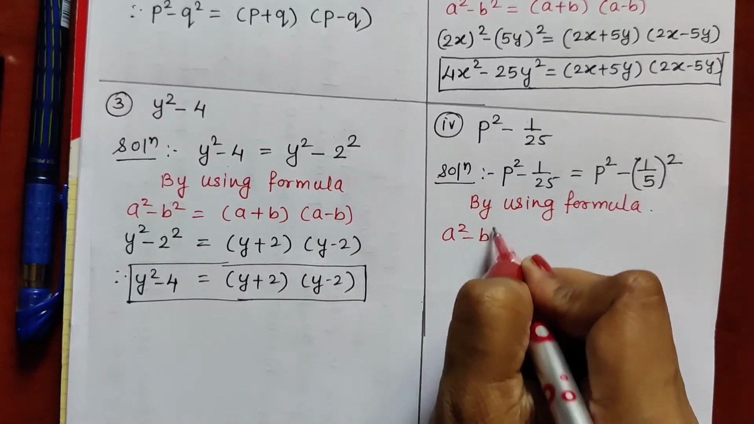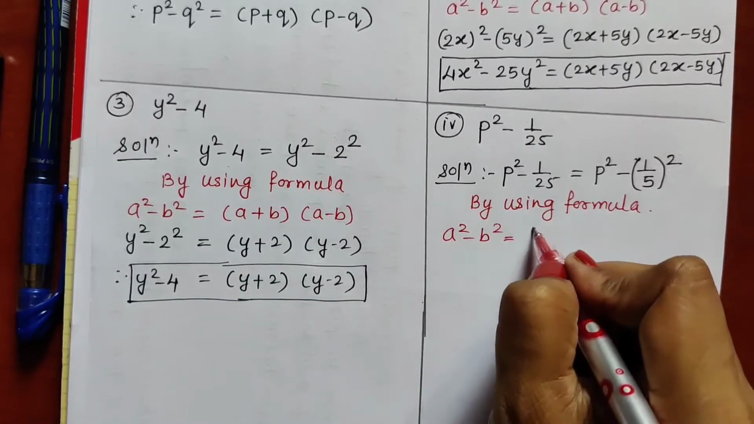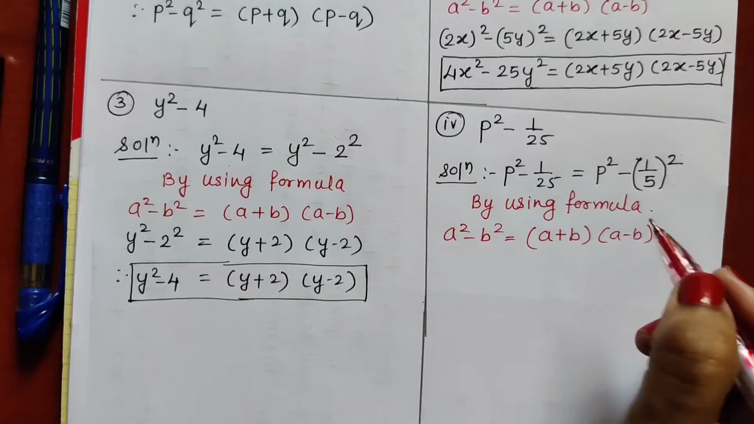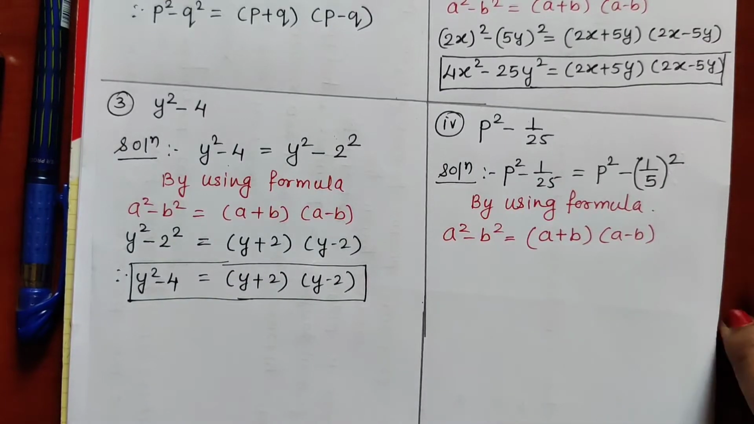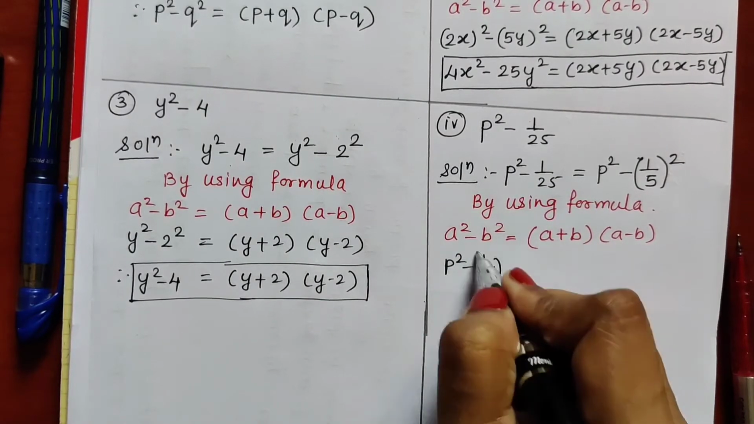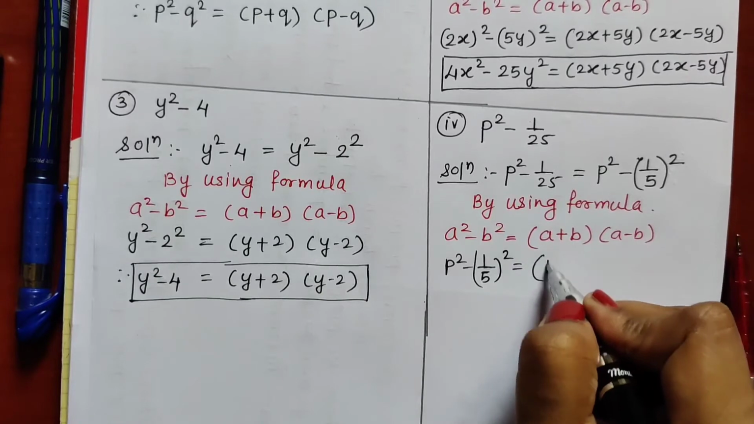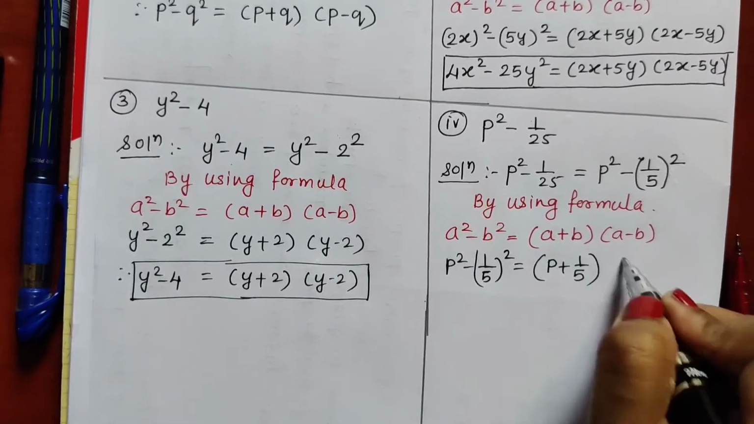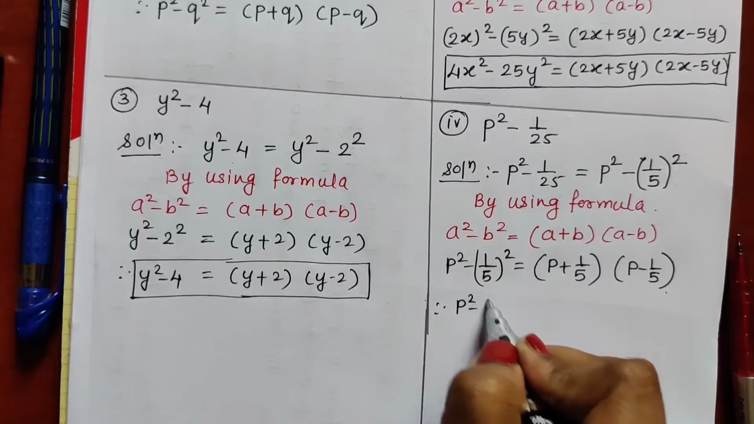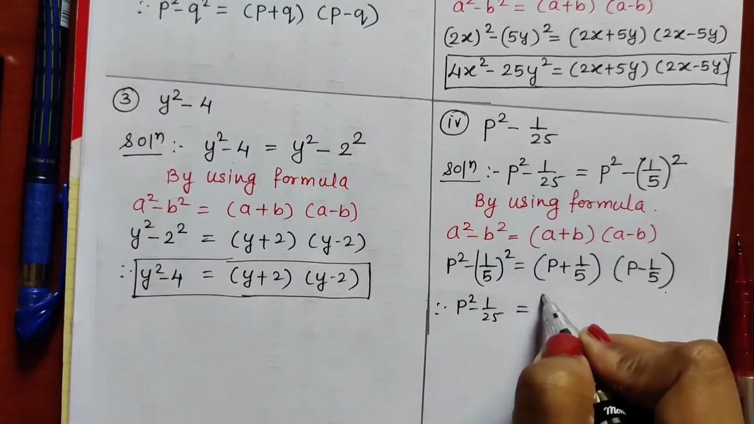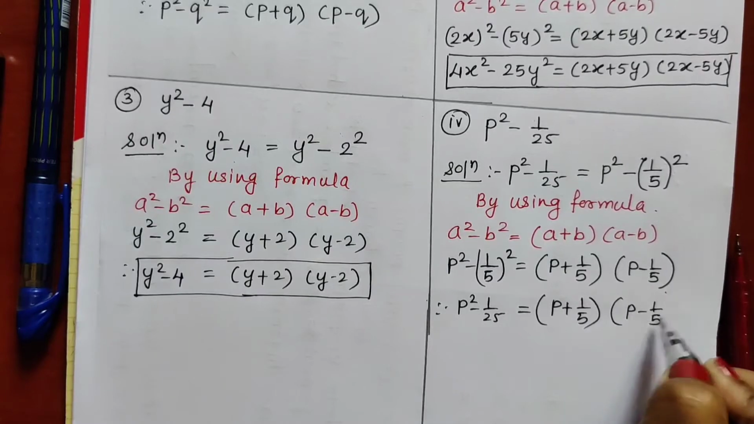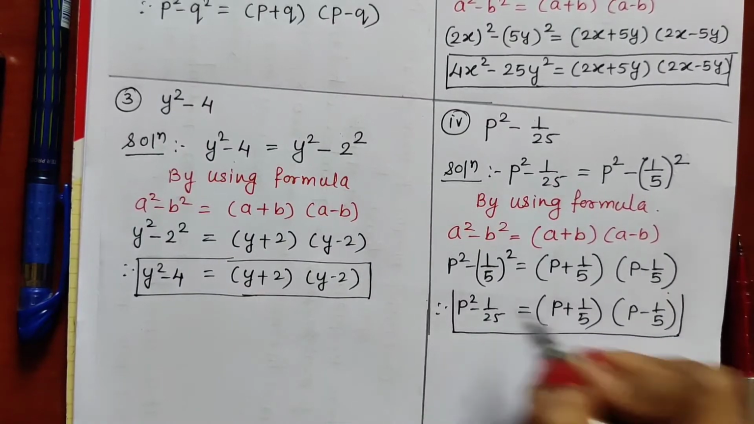a square minus b square is equal to (a plus b)(a minus b). So it is equal to (p square minus (1 upon 5) whole square) is equal to (p plus 1 upon 5)(p minus 1 upon 5). And therefore p square minus 1 upon 25 is equal to (p plus 1 upon 5)(p minus 1 upon 5). Put the box.